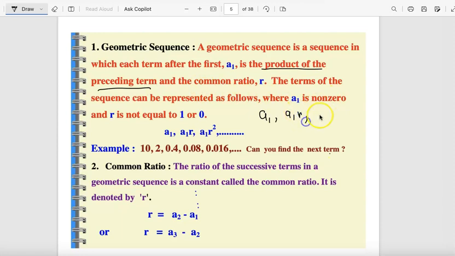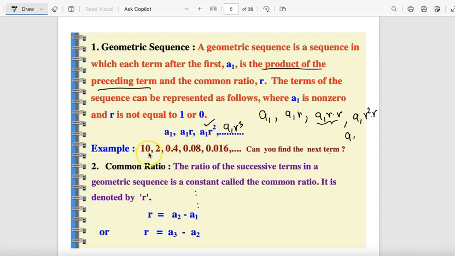So after this, the next term will be what? Again this one, and this term times what? R. So I will multiply by one more r. So this will be a1 r square, like this one over here. So next term after this will be what? a1 r square, again times by r, it will be a1 r cube. So it will be like this. So I will make it easy when the problems come over here.